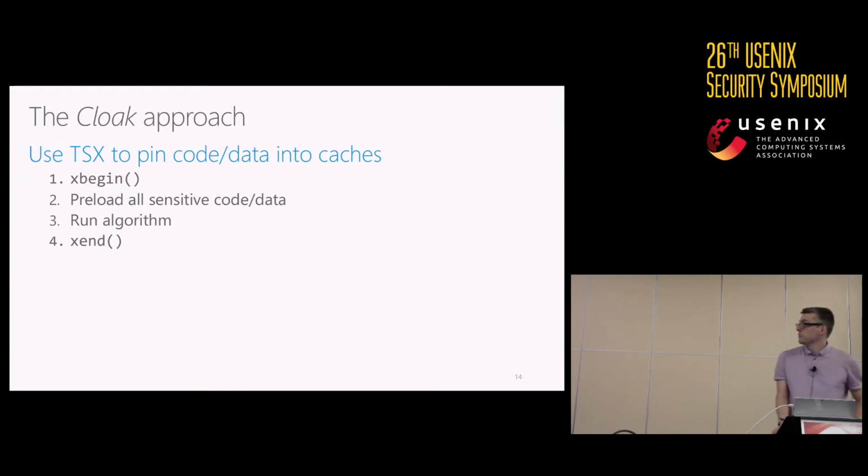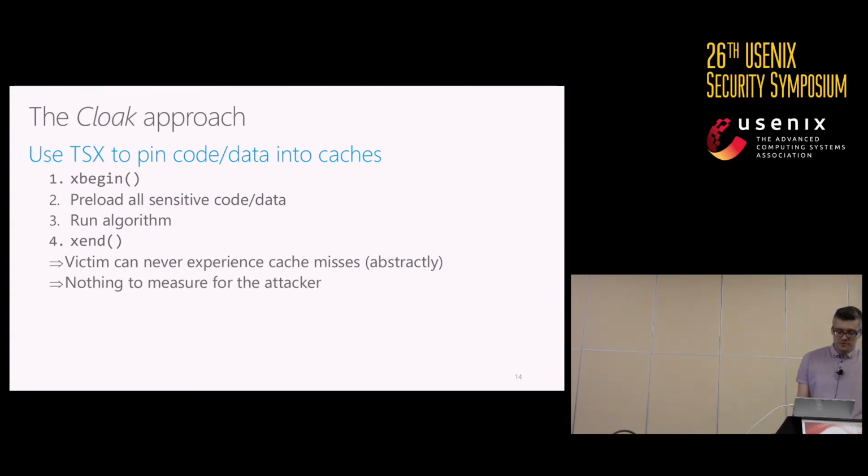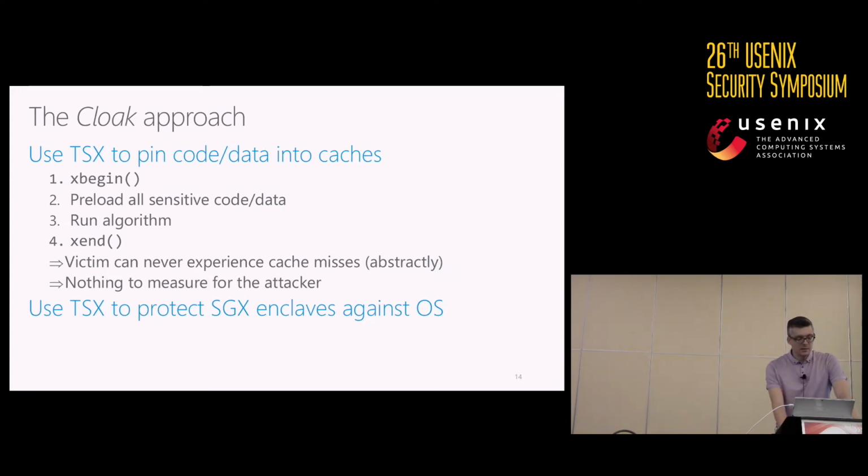And this leads us to the summary of our Cloak approach. So what we do is we pin code and data into the caches. We execute the XBEGIN instruction, then we preload all sensitive code and data into the cache, then we run our sensitive algorithm, and then we finally commit everything using the XEND instruction. Easy enough. This way the victim can never experience cache misses, and there's nothing to measure for the attacker. And on top of that, we can use TSX to make SGX enclaves more resilient against a malicious OS.